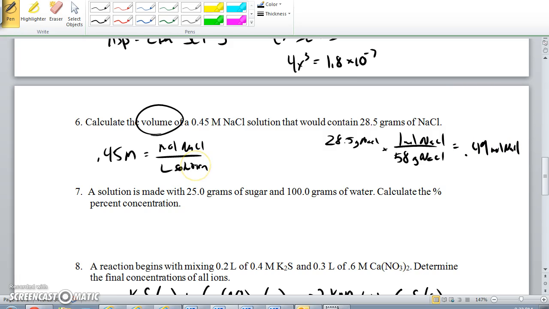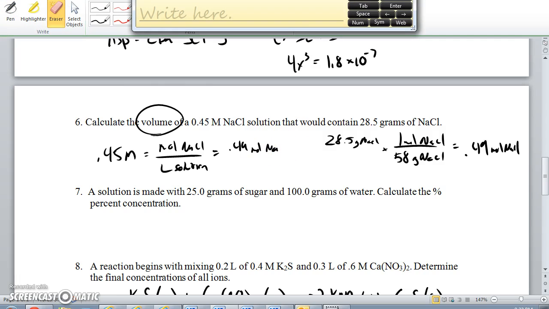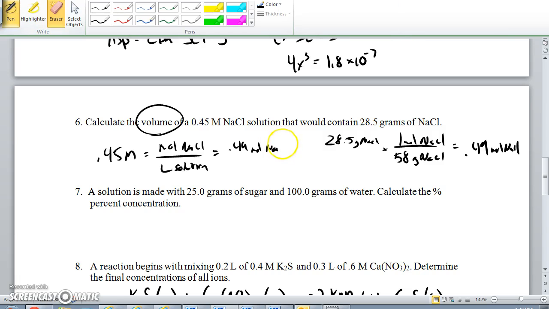So now I can actually plug in numbers. So 0.45 equals 0.49 moles of NaCl over the liters. So it's really 0.49 divided by 0.45, and the answer is 1.09 liters. Okay, so with that being said, let's move on to the next one.